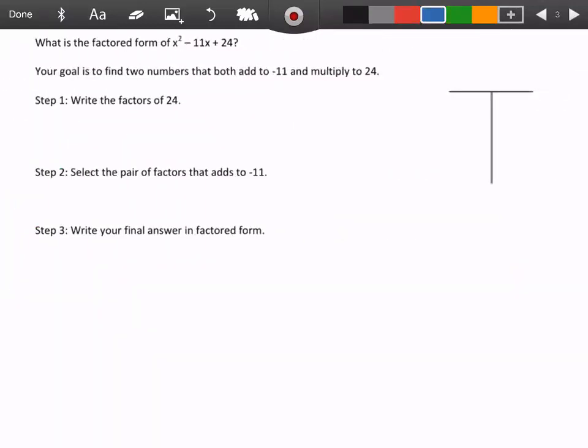Okay, the next one I'm going to go through with you guys is on the top of page 2. So on the top of page 2, we have x squared minus 11x plus 24. We want numbers that add to negative 11 and multiply to 24. The good news is we just listed all the factors of 24.